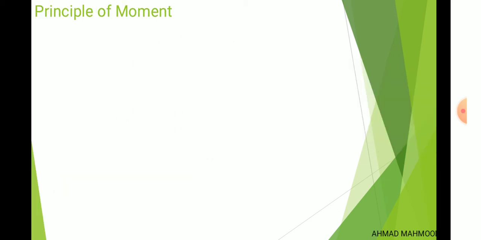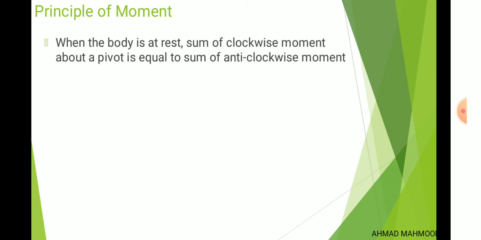Let's move on. Principle of movements. What is the principle? The first principle is that when the body is at rest, the sum of the clockwise movements should be equal to the sum of the anti-clockwise movements. It means the clockwise movements should be equal to the anti-clockwise movements to keep the body at rest.